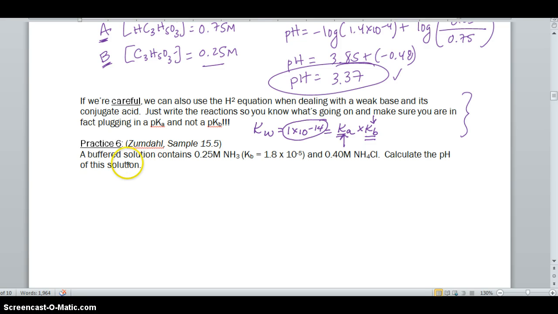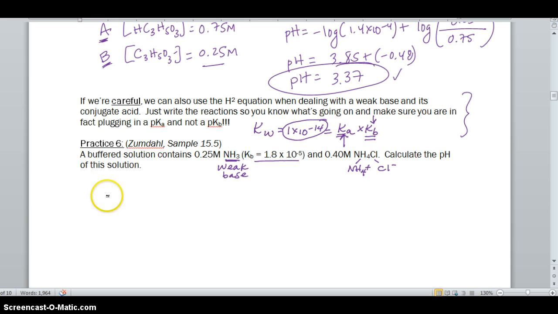We've got a buffered system in this practice problem. Ammonia, that's our weak base. They give you the Kb value. If they didn't, you can always look it up in a table. And then again, they give you this salt, and so it's a soluble salt. It'll break up into NH4+ and Cl- when you put it into solution. So it wants you to calculate the pH of the solution.